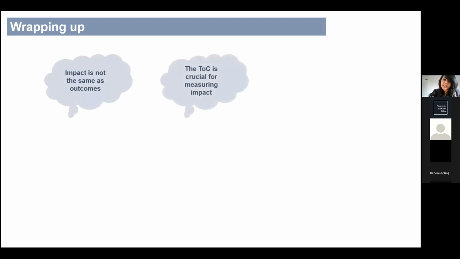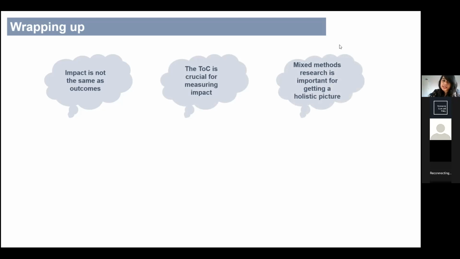The second thing is that the theory of change is crucial for measuring impact. As we've understood, it helps to understand the evaluations to be utilized. It helps to understand the tools to be used. It helps to understand the indicators to be utilized. And therefore, it is crucial to build that into our understanding before we evaluate a program.